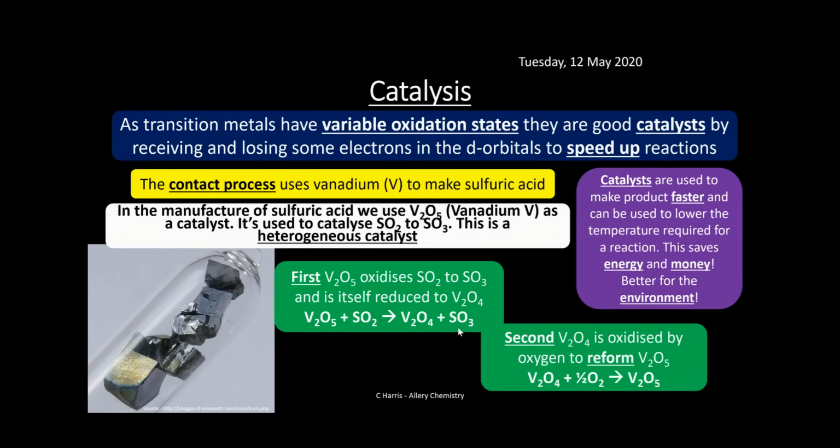So catalysts are used to make these products much quicker, or you can lower the temperature. That's better for the environment because we're not burning fossil fuels to make this product. And it also saves on time and money, because if you're producing this product quicker, you can get it out to your customers much quicker, but also the energy needed to make that product is reduced. So clearly that's going to save a little bit of money as well.